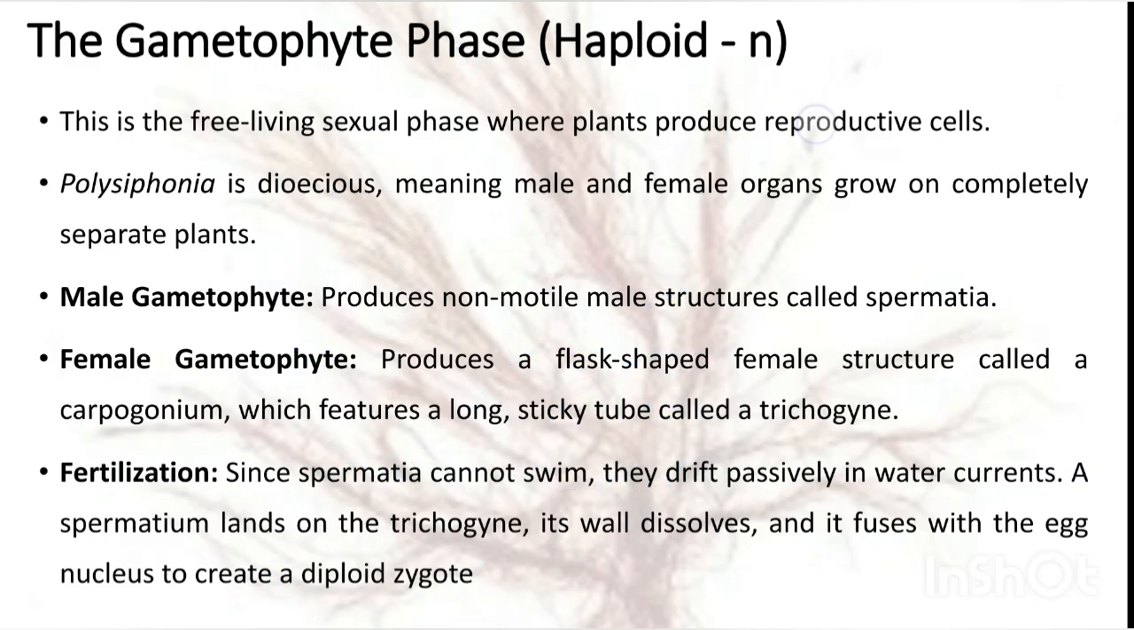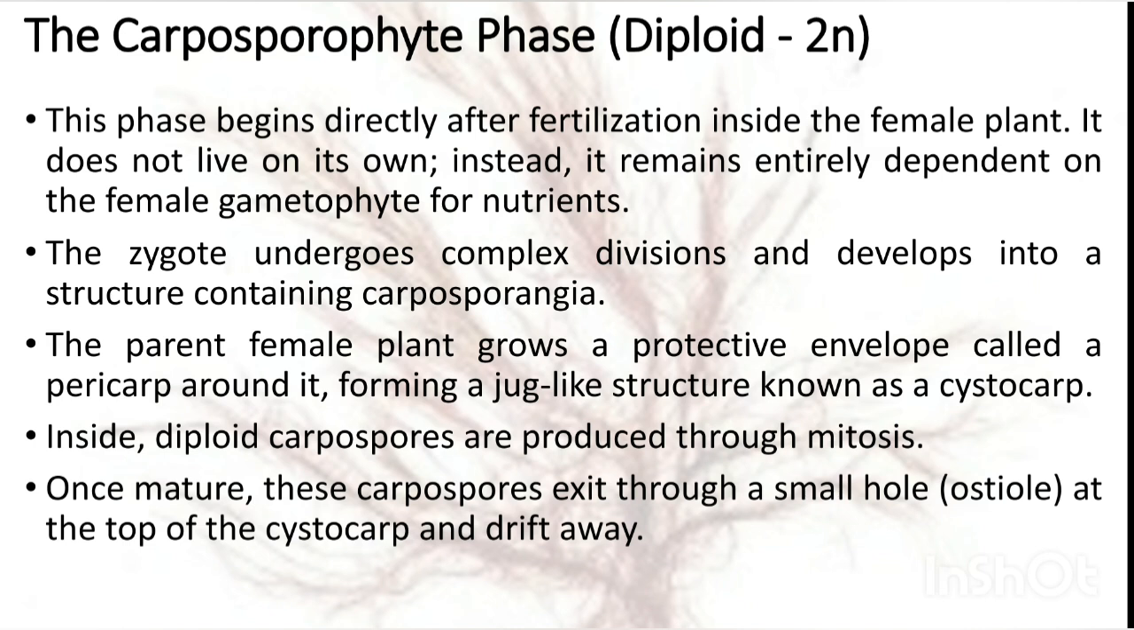With this, diploid phase starts. Then carposporophyte or diploid phase. So at first this phase begins directly after fertilization inside that female plant. The zygote undergoes many divisions to form carposporangia. The parent female plant grows a protective envelope around it called pericarp, and the whole structure is called cystocarp. Carposporangia, then a protective jacket layer called pericarp, and the whole structure is called cystocarp.